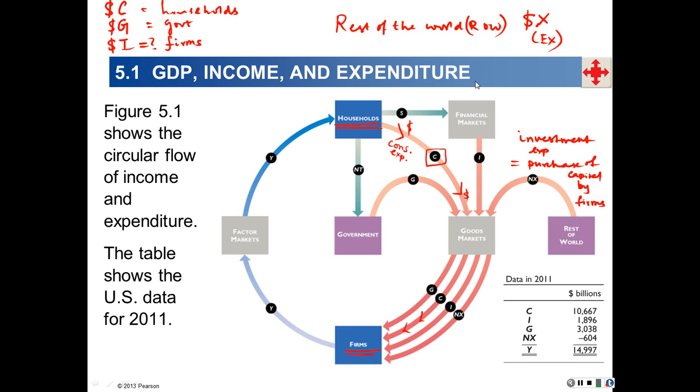Foreigners. Correct? So what do we have here then? Our household spends C dollars. Our government spends G dollars. Our firms, US firms, spend I dollars. And the rest of the world spends X dollars. Yes?